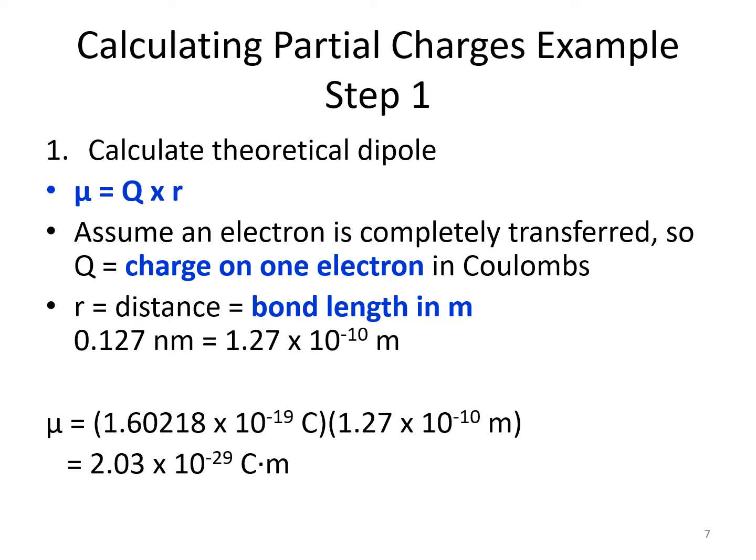The charge on the electron would have to be given to you, and it is expressed in units of coulombs. Since we have a conversion factor which converts between debye and coulomb meters, we need our answer to be in coulomb meters. We already have coulombs for our charge, but we need to get our distance r into meters. We convert 0.127 nanometers into meters and get 1.27 times 10 to the minus 10 meters. Once we have our charge in coulombs and distance in meters, we can multiply them together and get 2.03 times 10 to the minus 29 coulomb meters.